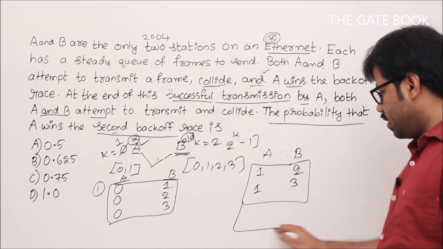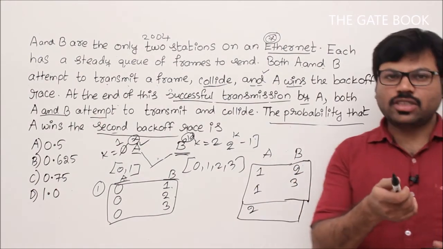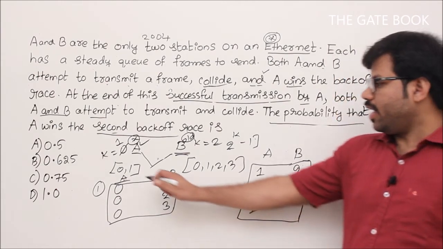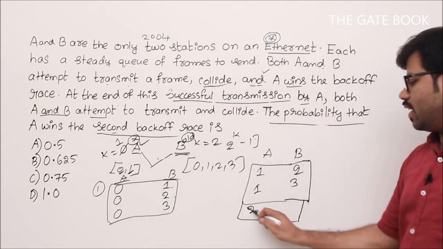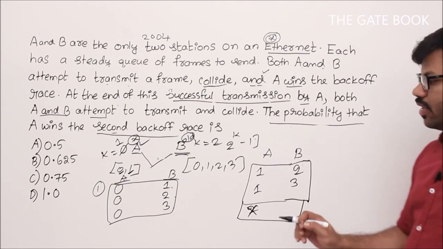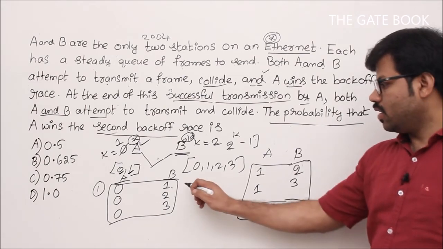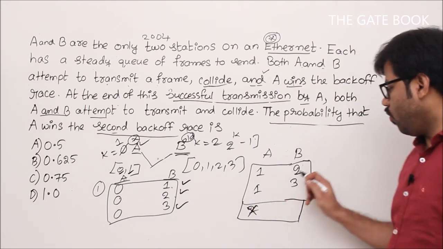Now the next case. What if A picks 2? Is it possible? Impossible, right? Because A can take only 0 or 1. That's why this case never arises. Finally, we will see what are the favorable cases for us: 1, 2, 3, 4, 5.